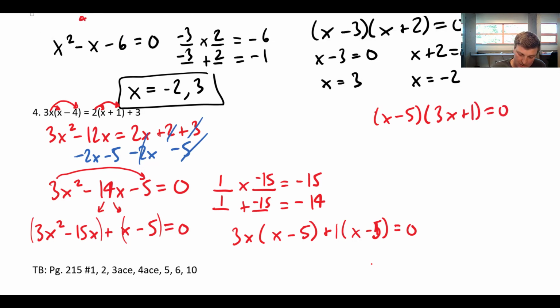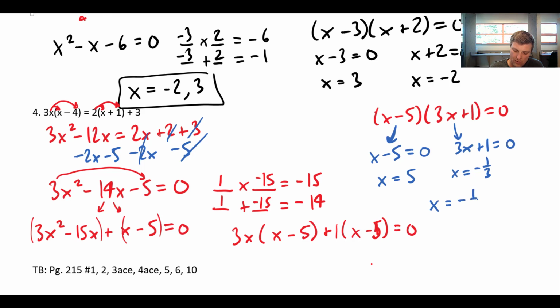And then now I'll solve my two binomials. And so x minus 5 equals 0, so x equals 5. And 3x plus 1 equals 0, which when I solve that, I get x equals negative 1/3. So x is going to equal negative 1/3 and 5. Okay, so that's it for solving equations by graphing and by factoring.